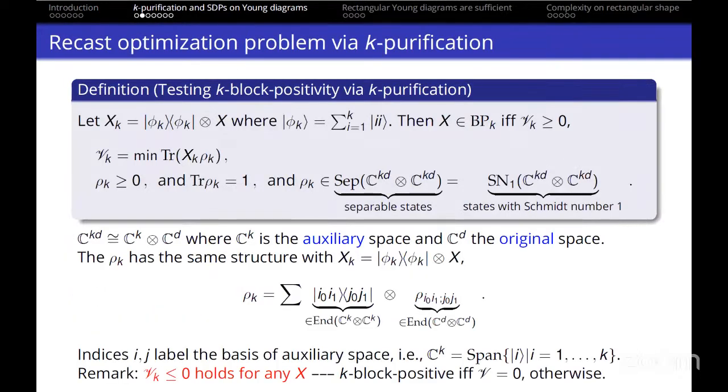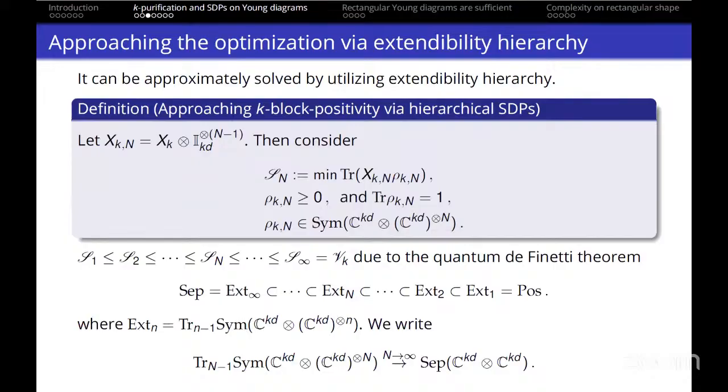Yes. Use the standard relaxation for the separable set. Yes. Exactly. Okay. Standard means the DPS method. You want to consider a generalization of the DPS method. Yes. Generalization to the K-block positivity.